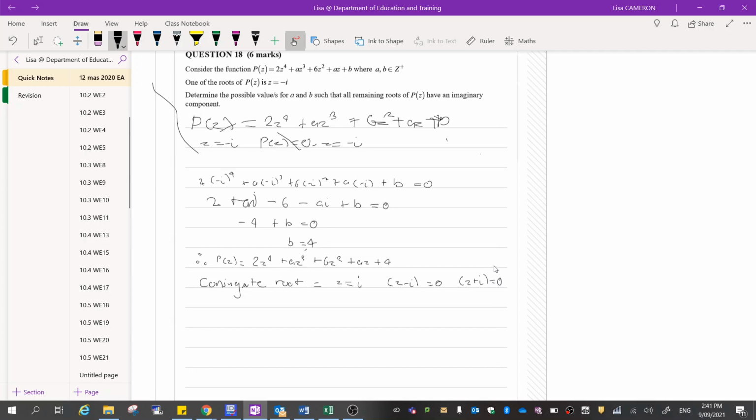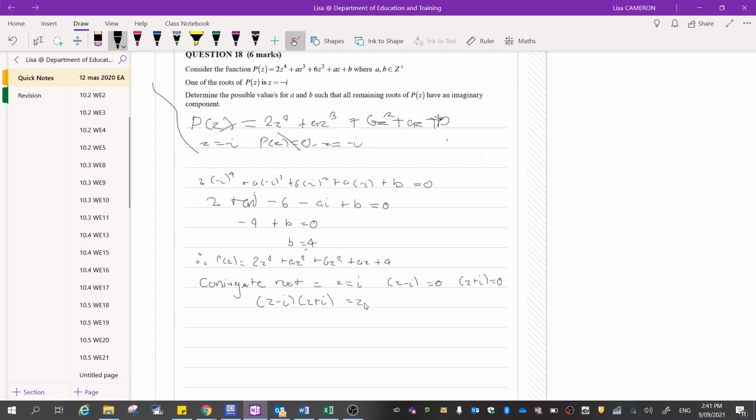Now, we want to find out another root. And how we can do that is multiplying these two roots together. So all we got to do is multiply as you would: z minus i, z plus i.